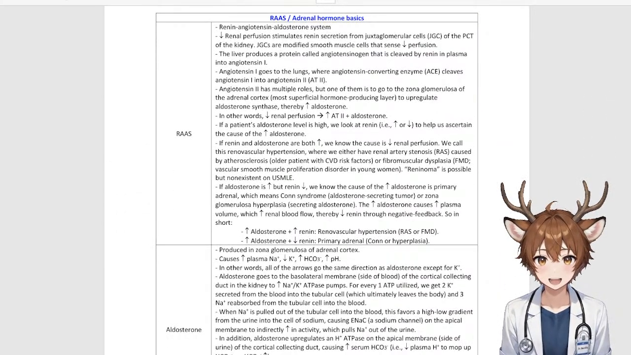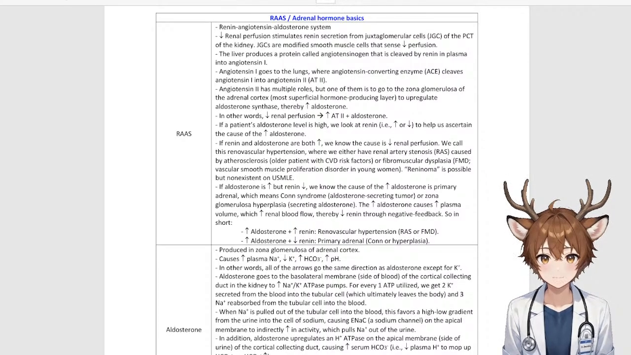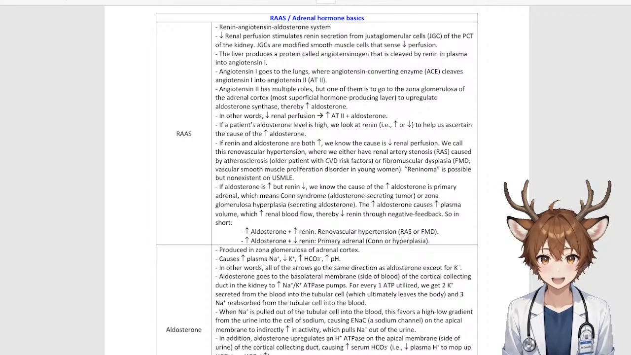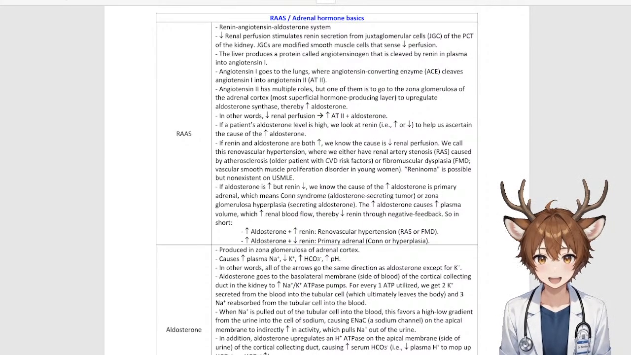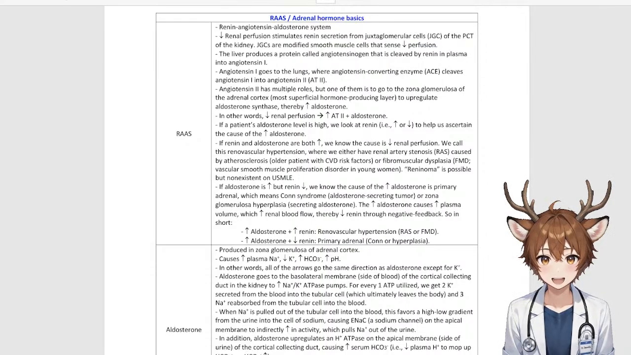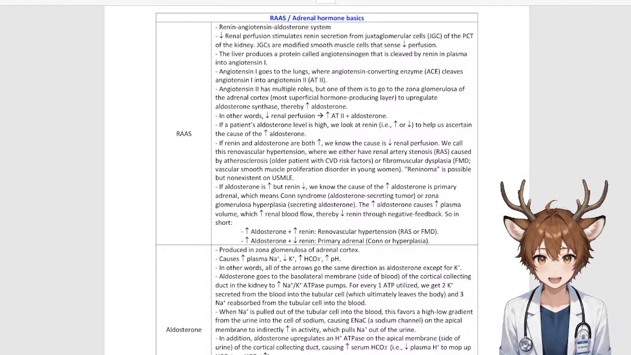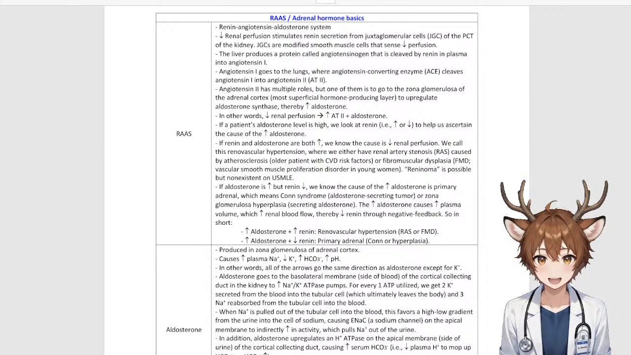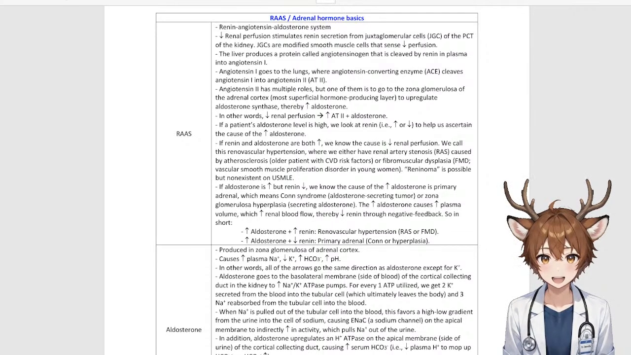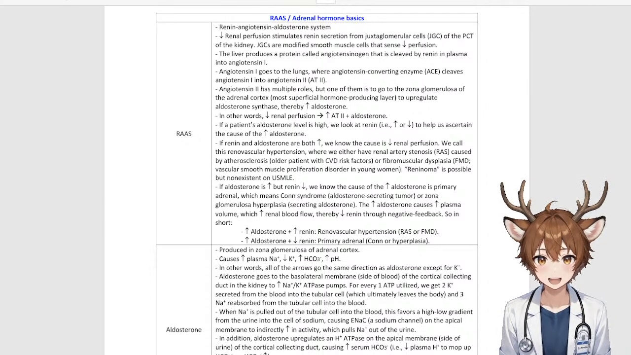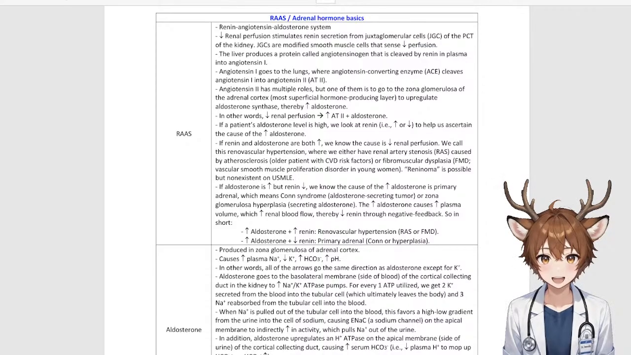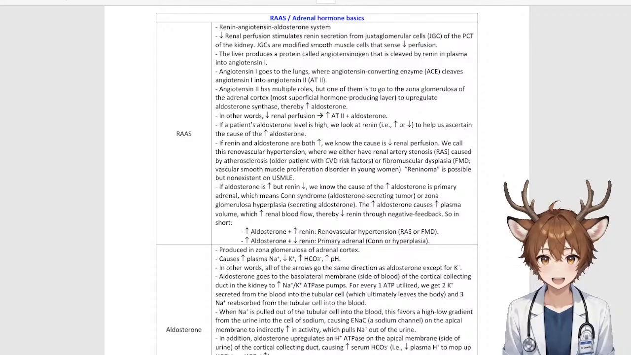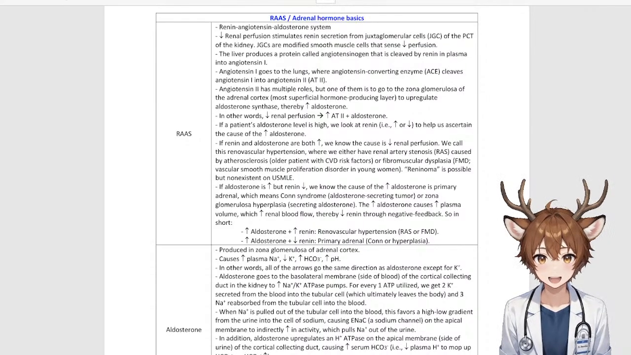Now we're talking about RAS, adrenal hormone basics. So RAS: renin, angiotensin, aldosterone system. A decrease in renal perfusion stimulates renin secretion from the juxtaglomerular cells, JGC, of the kidney. The juxtaglomerular cells are modified smooth muscle cells that sense decrease in perfusion. The liver produces a protein called angiotensinogen that is cleaved by renin in plasma into angiotensin 1. Angiotensin 1 goes to the lungs, where angiotensin converting enzyme, ACE, cleaves angiotensin 1 into angiotensin 2, AT2.